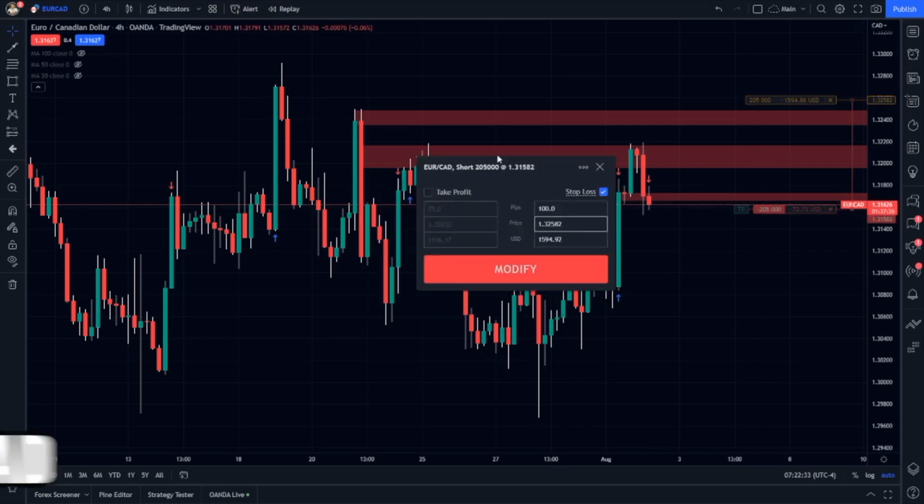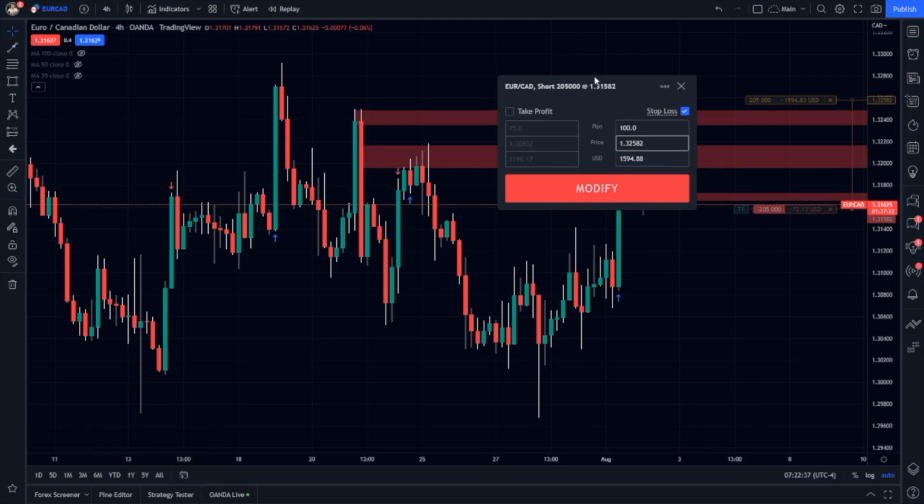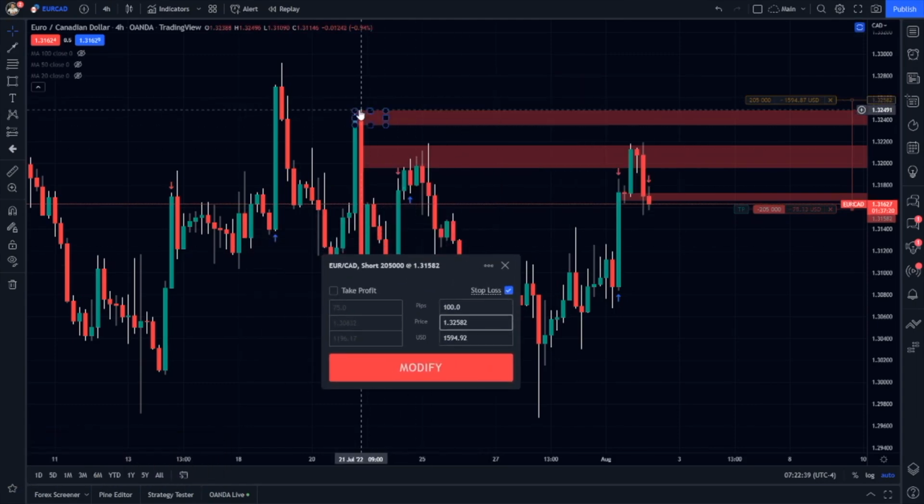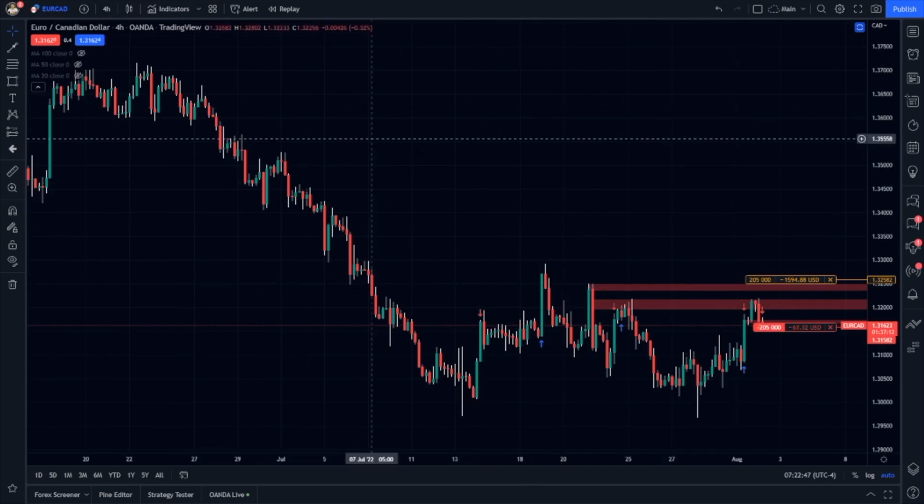I'm taking a look at EuroCAD and I just shorted 205,000 units with a risk of 100 pips above previous market structure. You can see where my stop loss is right there, and I am looking for this thing to roll over in favor of a downward trend that we've seen on the higher time frames.